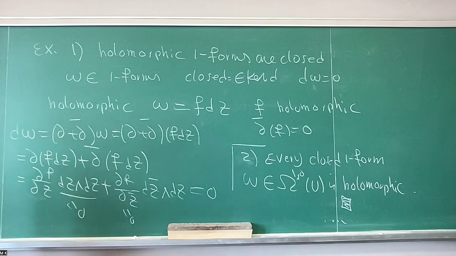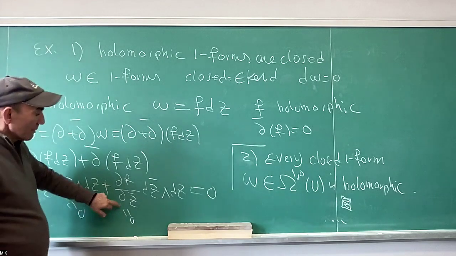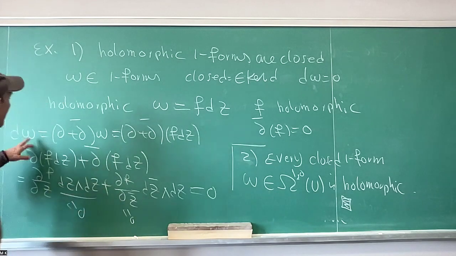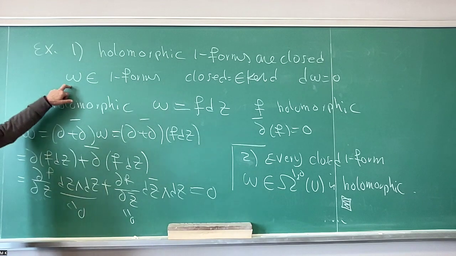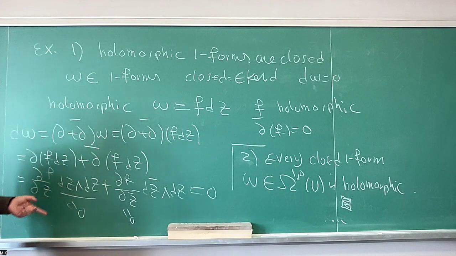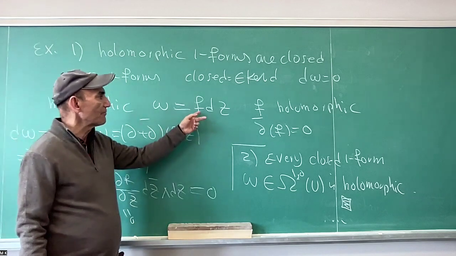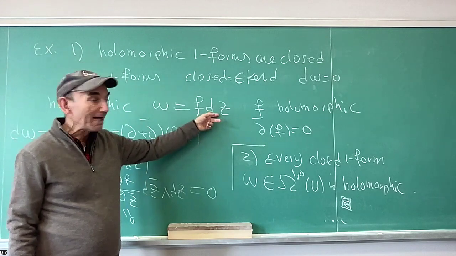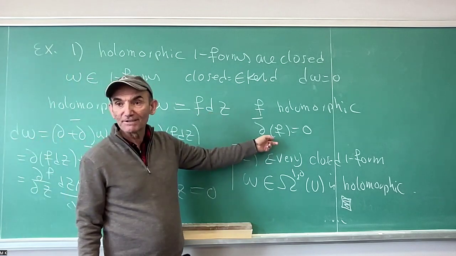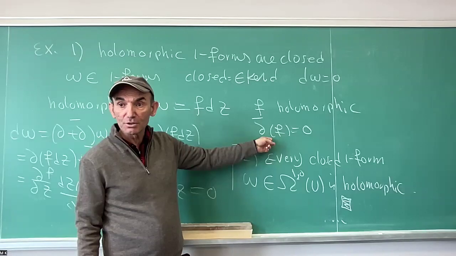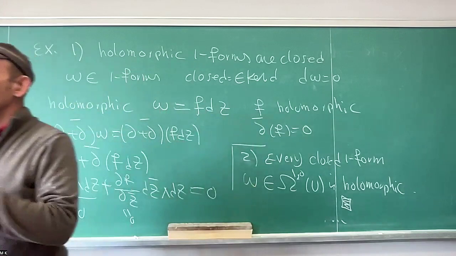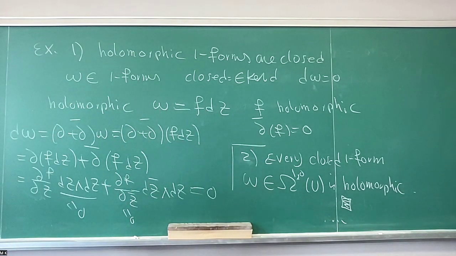Question: why again is df/dz bar equal to 0? Oh, yes. I said omega is a holomorphic one-form, right? What does holomorphic one-form mean? It means that it is of the form f dz, where f is a holomorphic function. And holomorphic function means del bar of f is equal to 0. This is the Cauchy-Riemann equations. This is a consequence of holomorphicity.